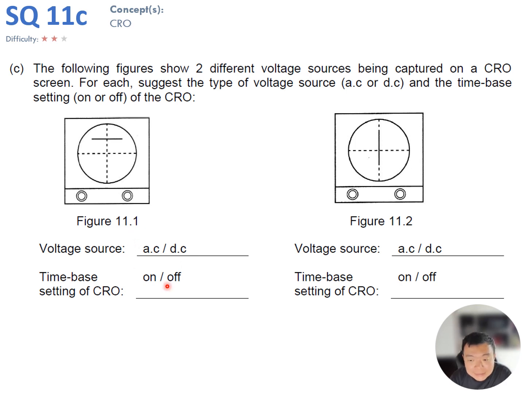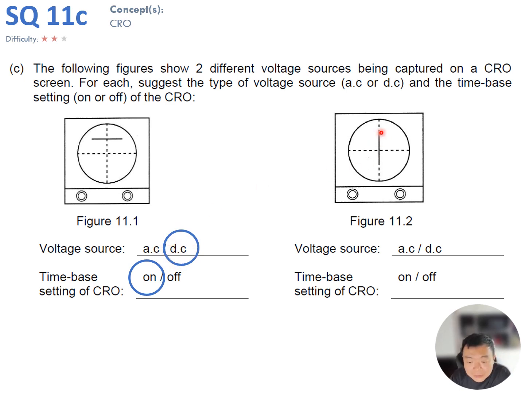Then in part C, when you look at the first graph over here, you can see that there is a changing value horizontally. This means that the time base is on, because horizontally there is a difference in value. Now vertically the value remains the same. This means that the voltage remains at the same value. It must mean that this voltage source doesn't change, it's a DC.